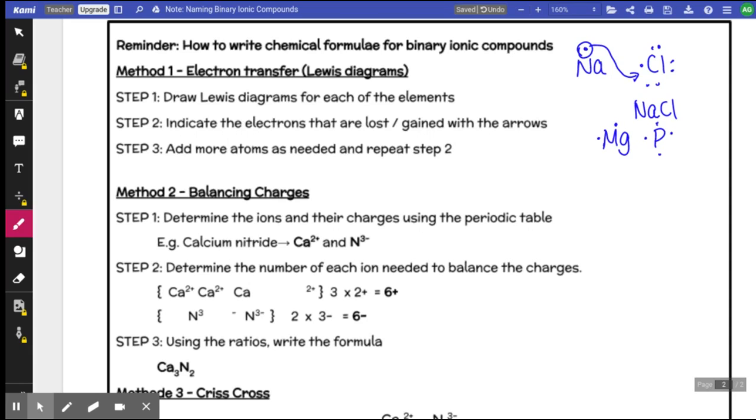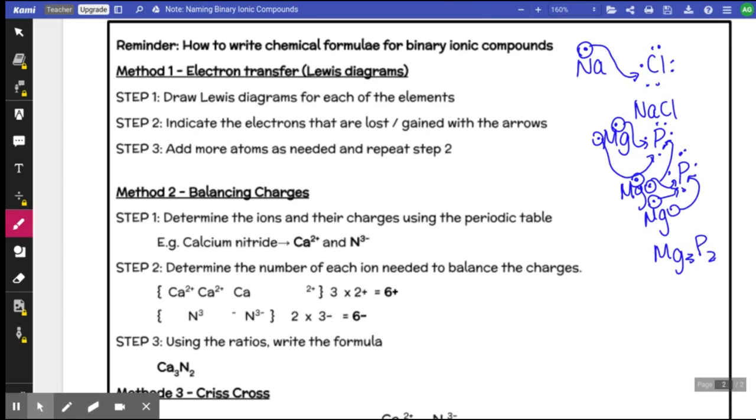So this guy has 5 and 2. So you have to keep doing this until everybody's happy. Now the magnesium is happy, but the phosphorus is not. Okay, now the phosphorus is happy, but this magnesium is not. And I keep going. Oh no, I need another one. Okay, so what you end up with is Mg3P2, because that's how many you had to draw.